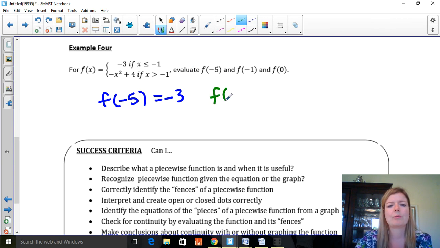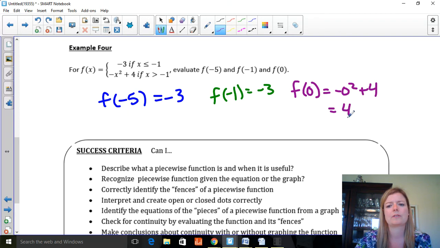Now, f at -1, that is where the fence is. So do you go here or here? Well, you go where the inclusion is. So I need to go again with -3 because that includes -1, whereas this one doesn't. Okay, f at 0 though is above -1, so I'd put it into this function. So I'd get -0 squared plus 4, which is 4.